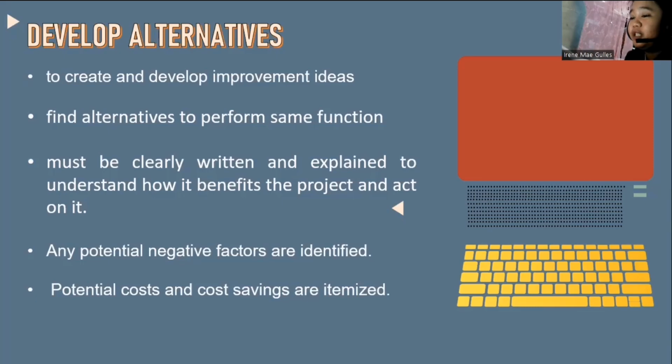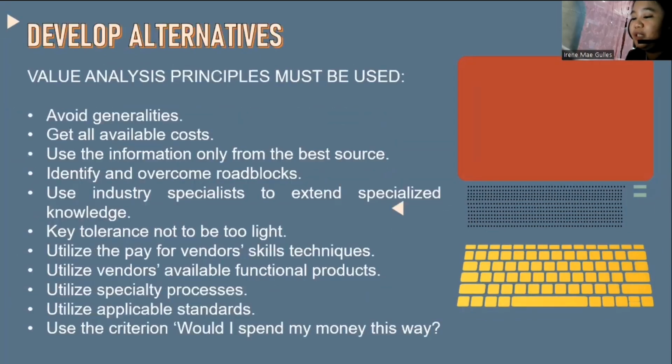In order to develop effective alternatives and identify unnecessary costs, the following value analysis principles must be used: avoid generalization, get all valuable cost, use information only from the best source, identify and overcome roadblocks, use industry specialists to extend specialized knowledge, keep tolerances not too tight, utilize the vendors' skills and techniques, utilize vendors' available functional products, utilize specialty processes, utilize applicable standards, and use the criterion, why would I spend my money this way?